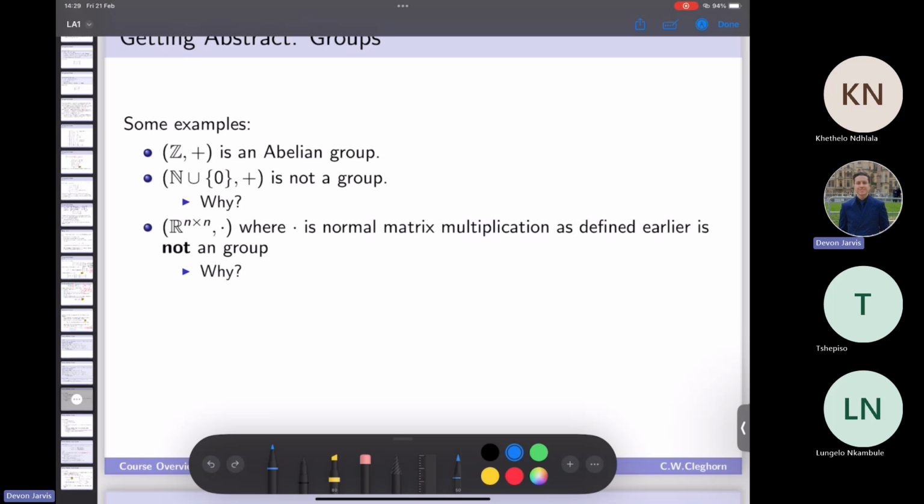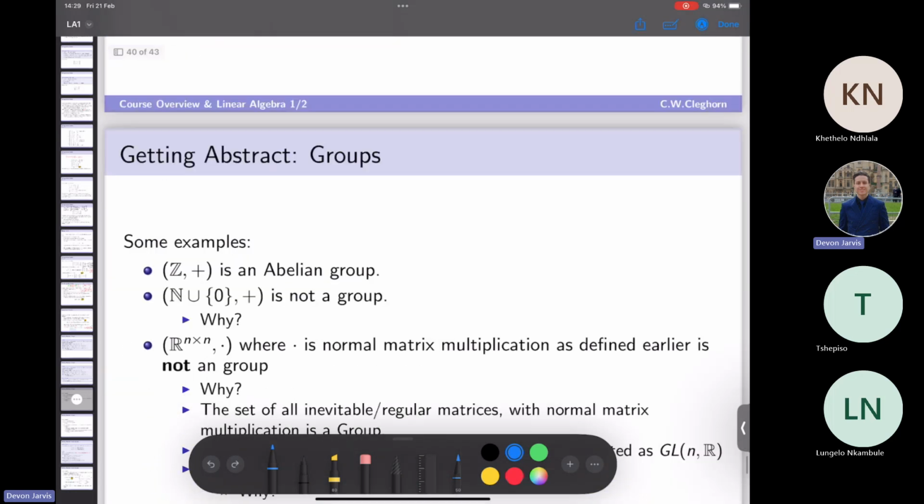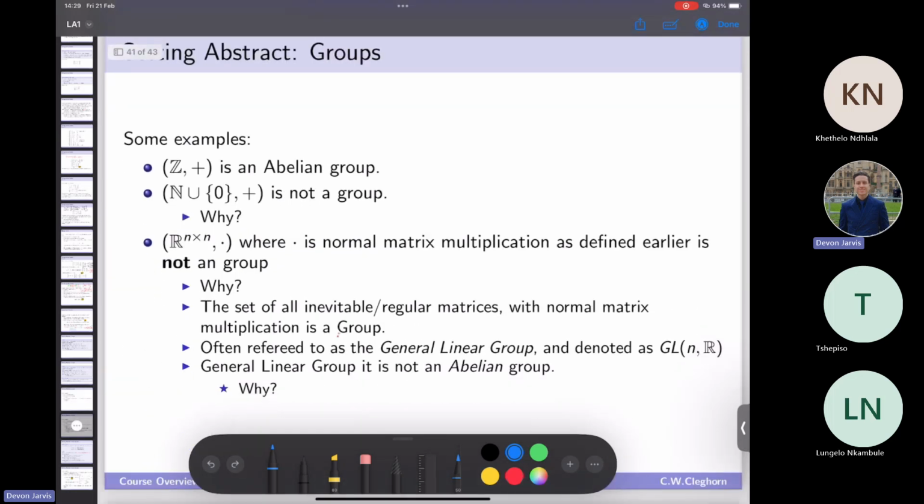If I then said to you that it is the set of n by n matrices that I know are not singular, then you do get a group, and that is a special group. It's called the general linear group. And now that is a group, but it is not an abelian group. Reason being, matrix multiplication is not commutative.